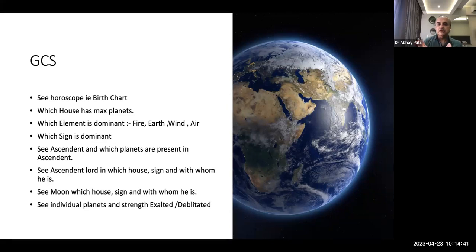A very simple methodology. See which house has got maximum planets. Then see which element is dominant in the person, whether it is fire, earth, water, or air, and which sign is dominant. So we'll go through every point in detail.